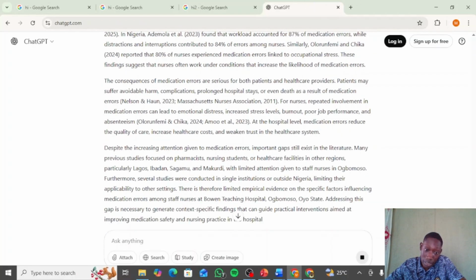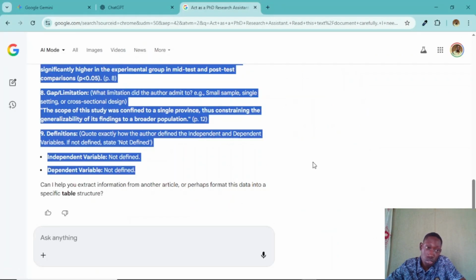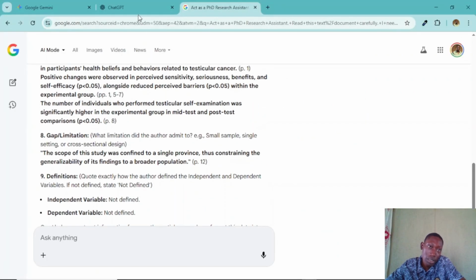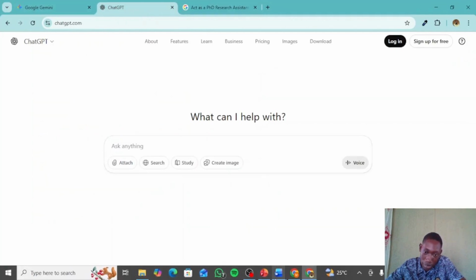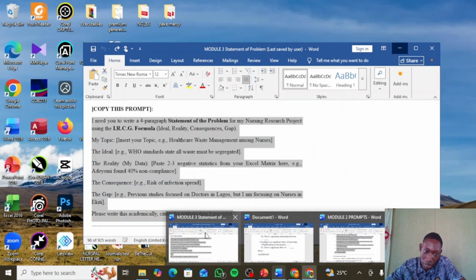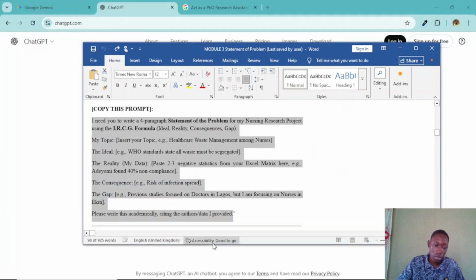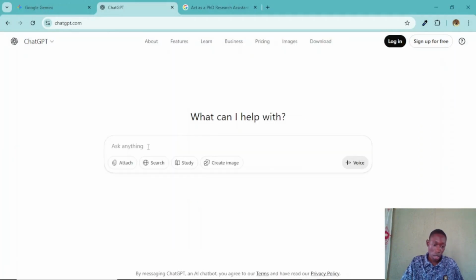I will do a second example. I worked on a study. I used my Gemini actually. So let me paste our prompt for writing the background. I'll copy it, Control C and Control V. I'm using ChatGPT here again.